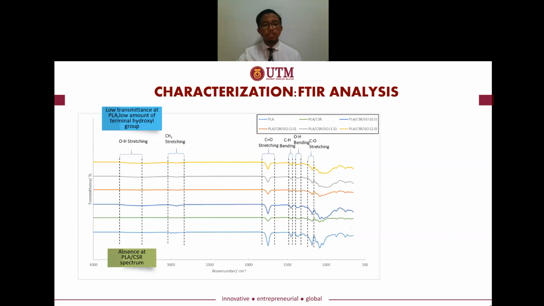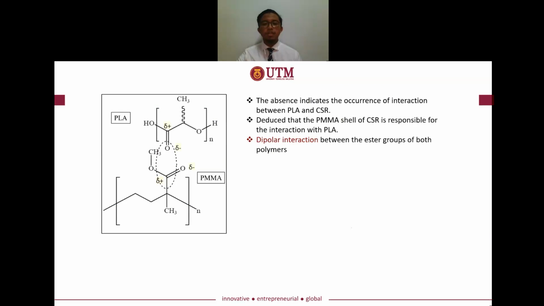of OH stretching in the PLA spectrum can be explained by the interaction between PLA and CSR. In CSR they have a PMMA shell, and this PMMA shell is responsible for the interaction, and the interaction that might happen between them is the dipolar interaction, as shown in the figure.